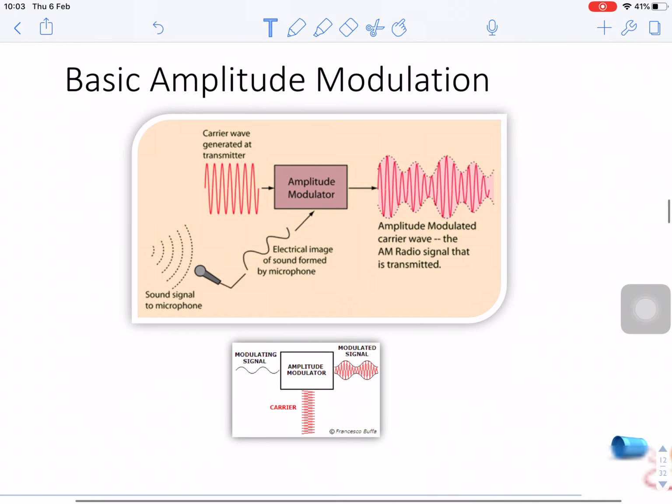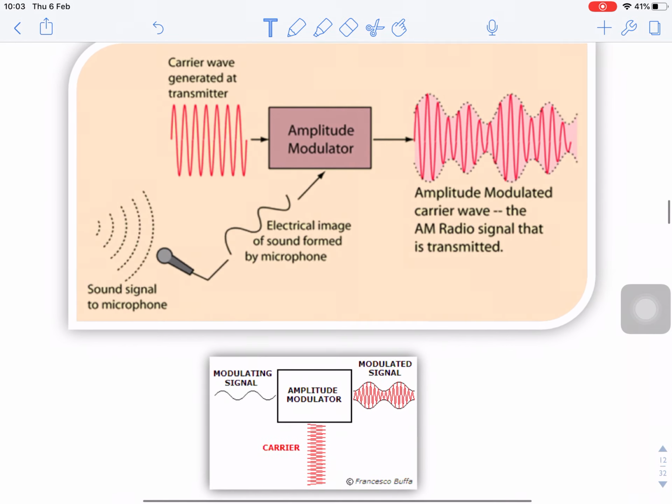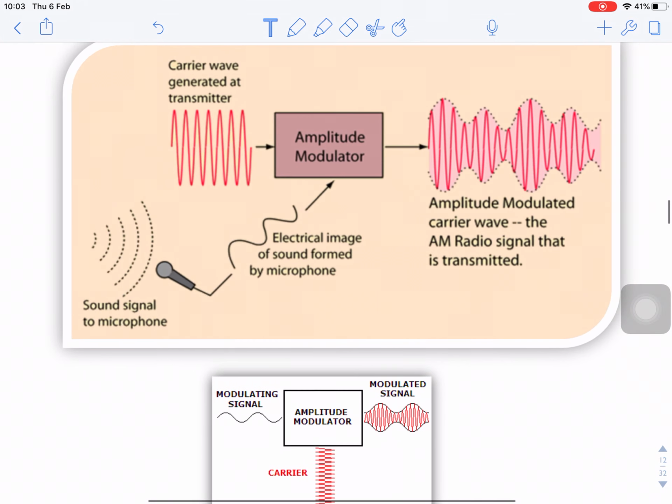Then we would like to see the basic amplitude modulation. In this case, the sound signal goes to a microphone, and the carrier wave is generated at the transmitter. We also have the electronic image from the microphone, and the amplitude modulated carrier, the AM radio station signal, is transmitted.